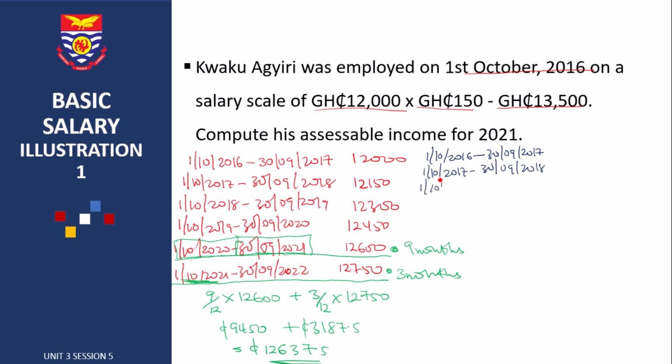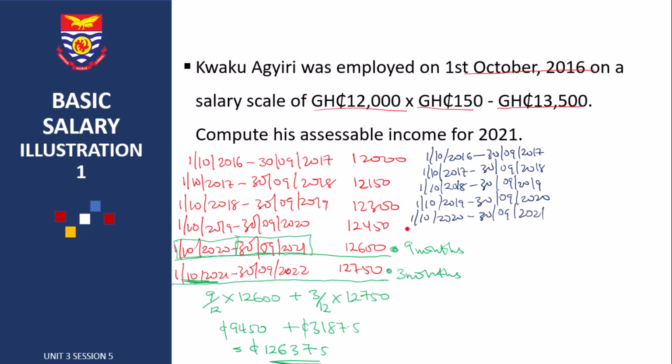1st October 2018 to 30th September 2019. 1st October 2019 to 30th September 2020. We cannot end here because we have no 2021 element. 1st October 2020 to 30th September 2021. We cannot also end here because out of 12 months in 2021, we only have 9 months represented here.